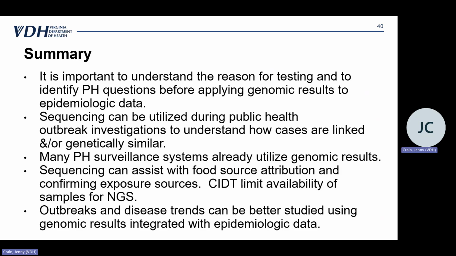And as I said, our two main focuses from these lessons have been understanding how sequencing can be applied to outbreak investigation, as well as cluster detection and response. But they can definitely assist us with understanding how cases are linked and whether they're genetically similar. Many different surveillance systems already use genomic results, and sequencing can also assist us with food source attribution as well as confirming exposure sources.